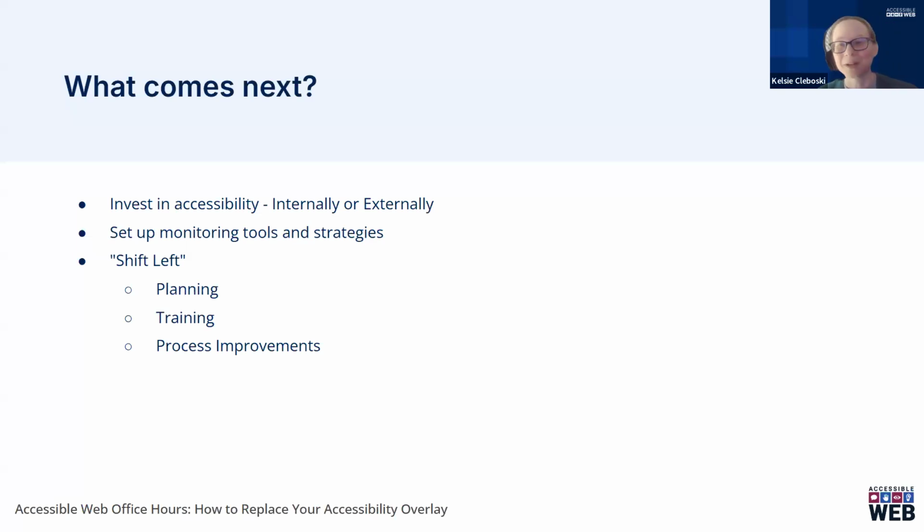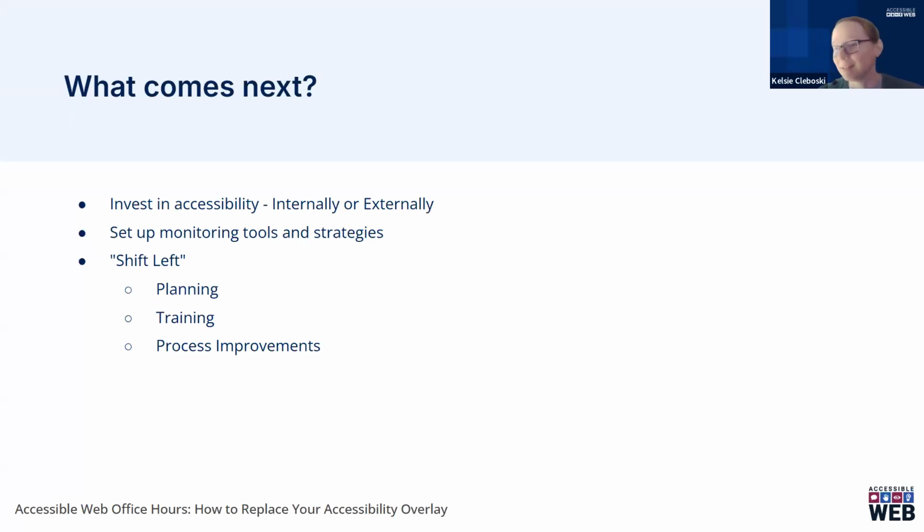And finally, and maybe one of the last and certainly not least, is to shift left. We really strongly recommend that when you include accessibility as early as possible in your product or content lifecycle, accessibility is going to be easier, more efficient, and more effective at the end of the day. So that's including accessibility in your planning, in your training, and in your process improvements.